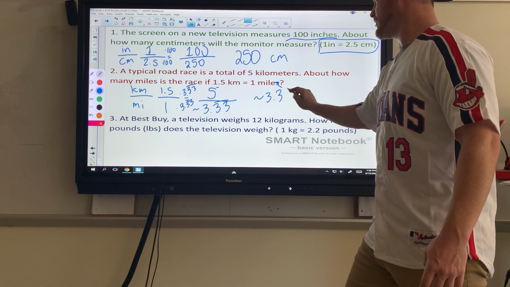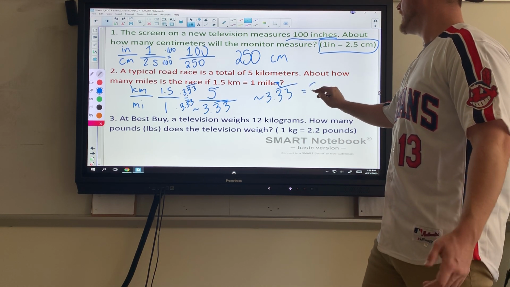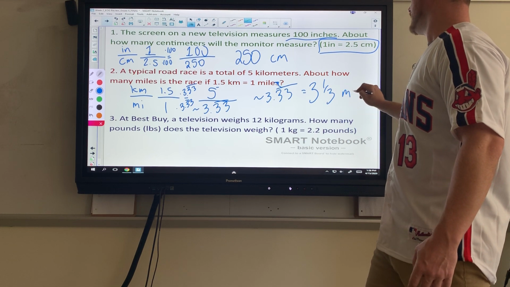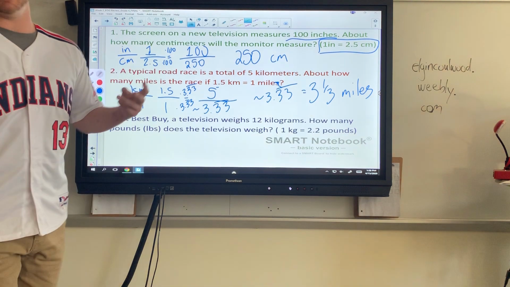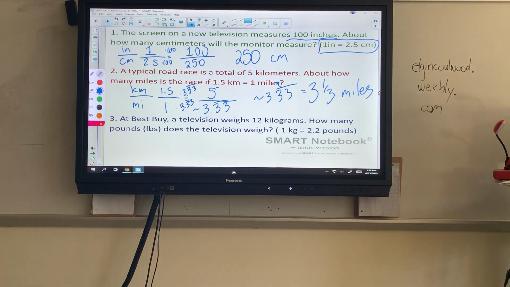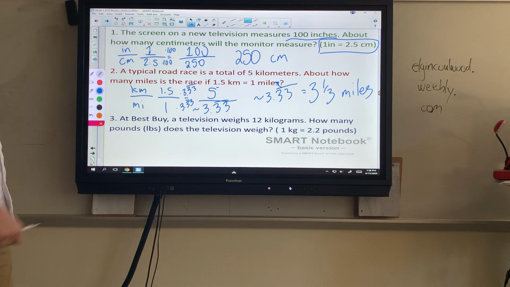The answer is about 3.33 or 3 1/3 miles. So if you run a 5-kilometer race, aka a 5K, you're running 3 1/3 miles, or approximately 3.3 miles.